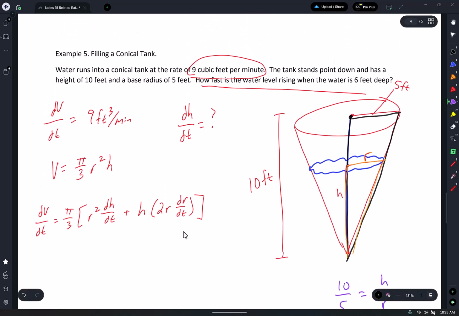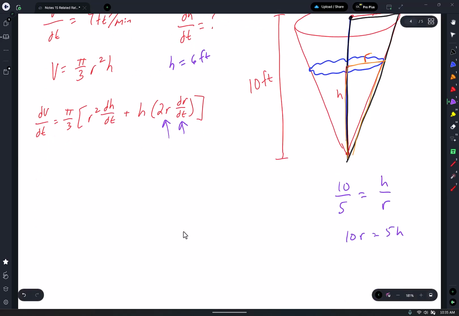All right, well, let's see. What do we have? Do we have the radius? No, we don't actually have the radius. We have the radius up here. How fast is the water level rising when the water is 6 feet deep? We have h. So that means I don't want to see an r and I don't want to see a dr/dt. Don't worry, we'll get the r in a little bit. So here it is. I'm going to get h by itself. Divide by 5. So h equals 10 divided by 5, which is 2.